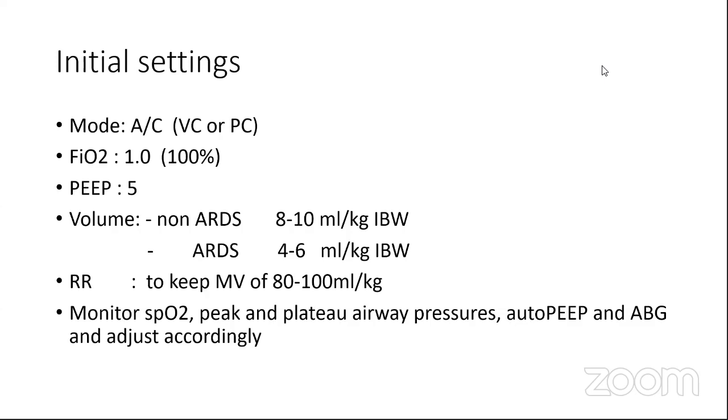In non-ARDS patients, we start with 8 to 10 milliliters per kg of ideal body weight. But in ARDS patients, we start with 4 to 6 milliliters per kg of ideal body weight. This is evidence-based, and it helps minimize the harm, as we said, that is caused by the mechanical ventilation.